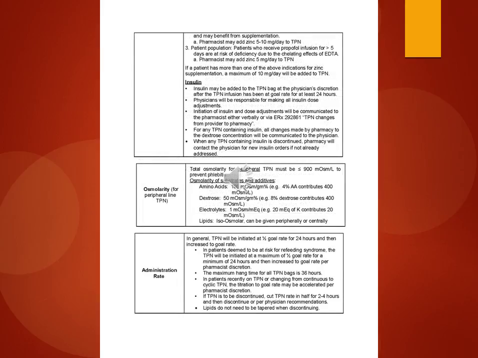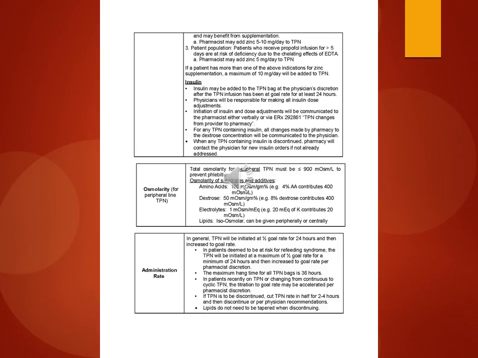Insulin. Insulin may be added to the TPN bag at the physician's discretion after the TPN infusion has been at goal rate for at least 24 hours. Physicians will be responsible for making all insulin dose adjustments. Initiation of insulin and dose adjustments will be communicated to the pharmacist either verbally or via TPN changes from provider to pharmacy. For any TPN containing insulin, all changes made by pharmacy to the dextrose concentration will be communicated to the physician. When any TPN containing insulin is discontinued, pharmacy will contact the physician for new insulin orders if not already addressed.